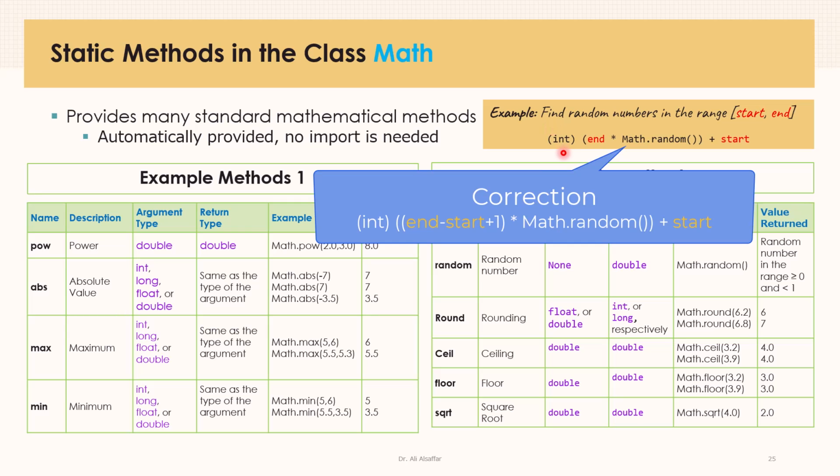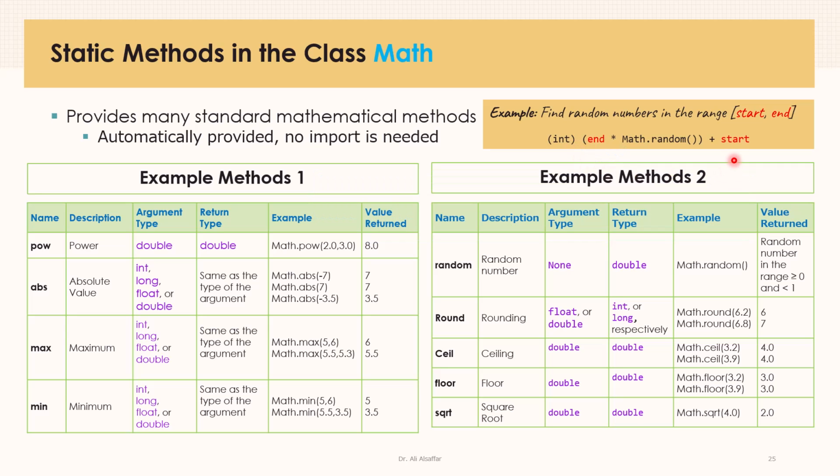But we want the range to be from 1 to 6. So to make the shift, you add 1, which is the start. If it is 0, it will be converted to 1 because you are adding 1. If it is 2, it will be 3. If the generated number is the maximum 5, you add 1, it will be 6. So this equation will give you random numbers from 1 to 6.